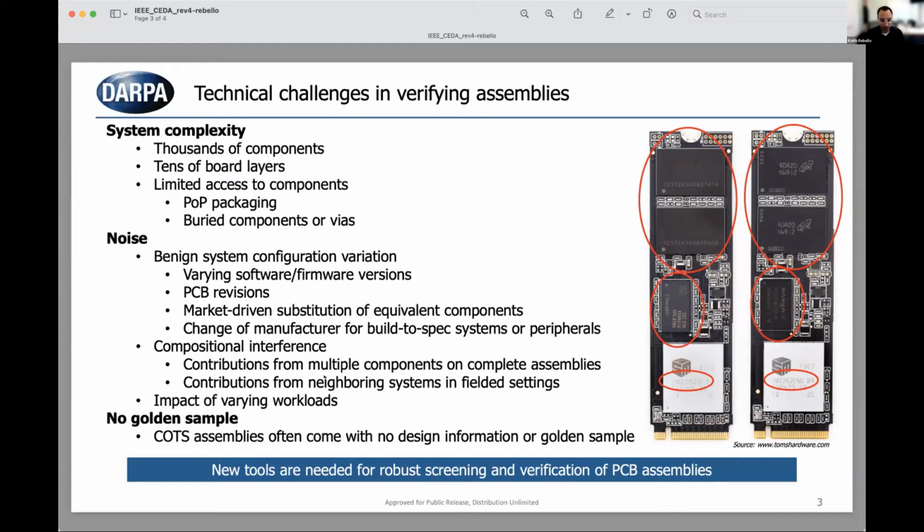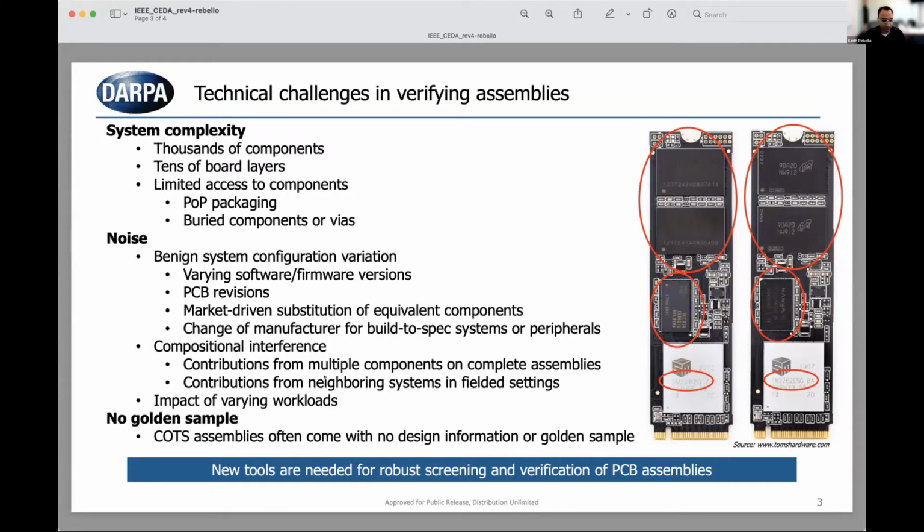Another very important thing for this problem going forward is that when we buy COTS components, commercial hardware, they don't come with design information. And oftentimes we don't have a golden sample. There's no golden reference. When I was talking with the Navy, they had mentioned that they had purchased two routers from a major manufacturer, with identical model numbers. And just like this SSD problem, when they cracked them open, the motherboards were completely different inside, right? So just because you have a sample doesn't mean that you have a golden sample that you can compare everything to.